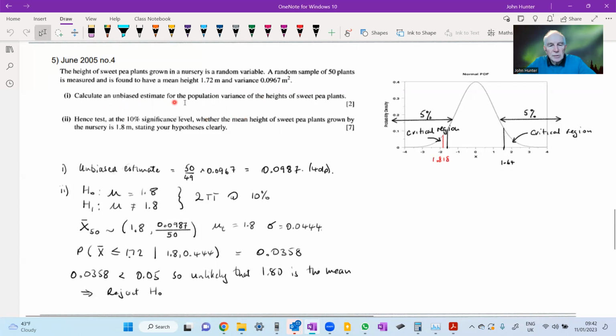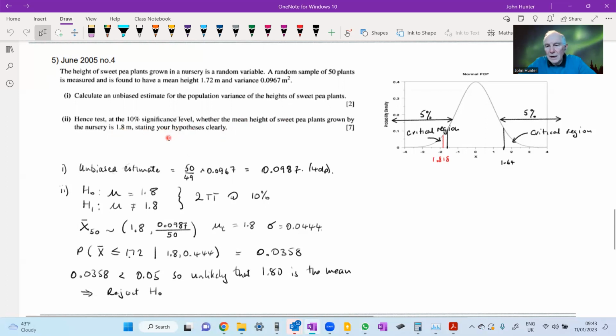Calculate an unbiased estimate for the population variance of the heights of sweet pea plants. Now, there's a little bit of a twist in this question because we're not actually told what the underlying assumption of the mean and the variance is. Just read part 2. Hence, test at the 10% significance level whether the mean height of sweet pea plants grown by the nursery is 1.8 meters.